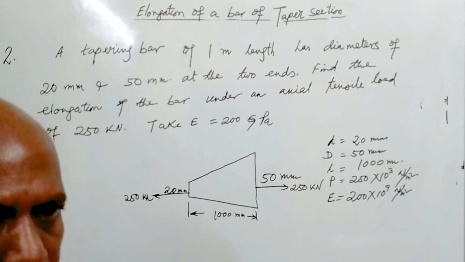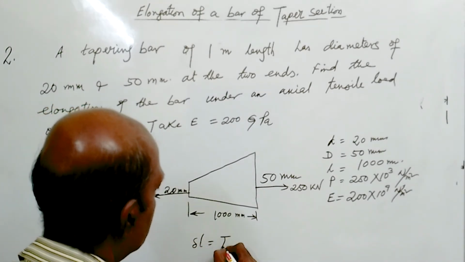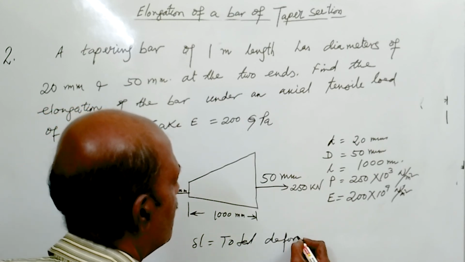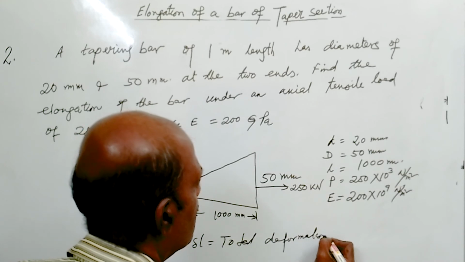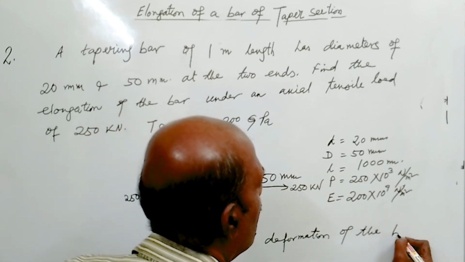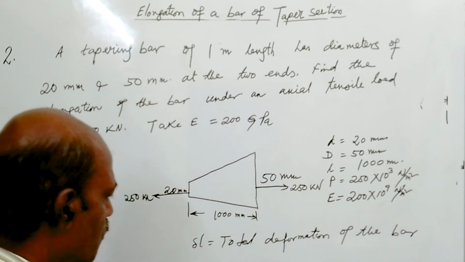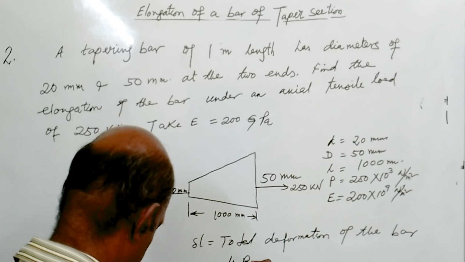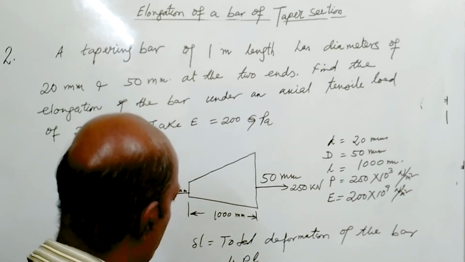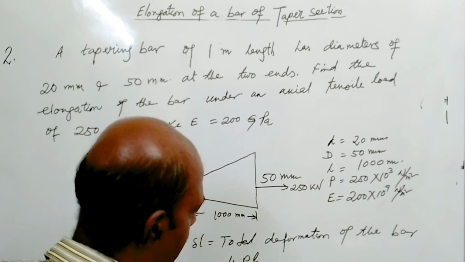We have seen the derivation. So delta L, the total deformation of the bar, is given by 4PL by pi E into small d into capital D.